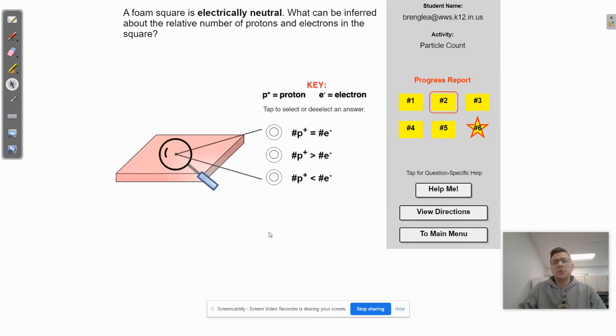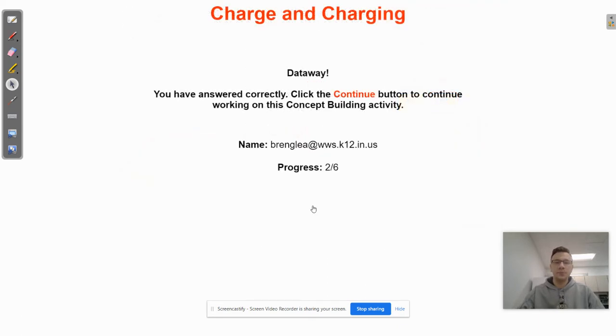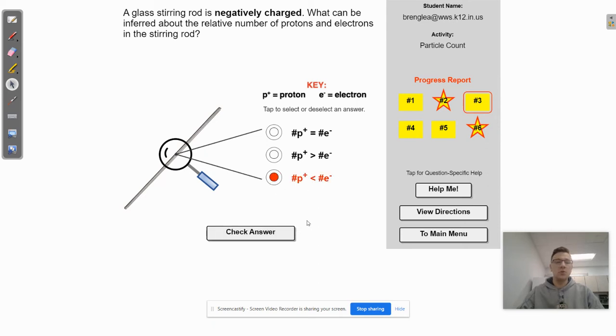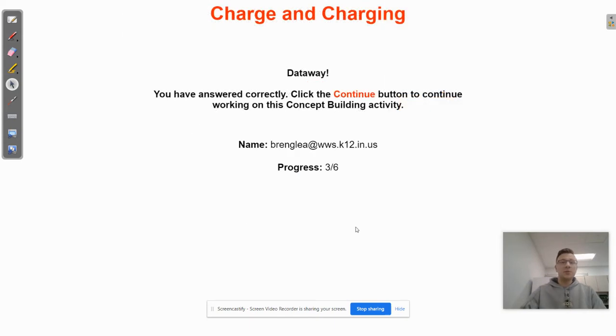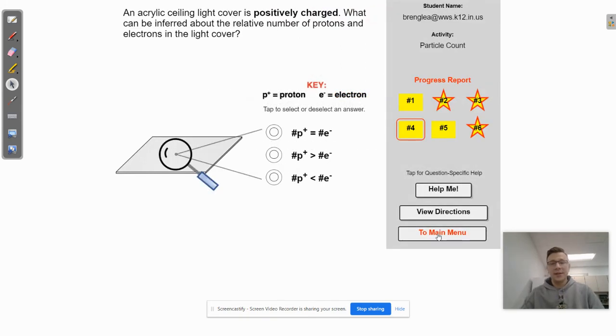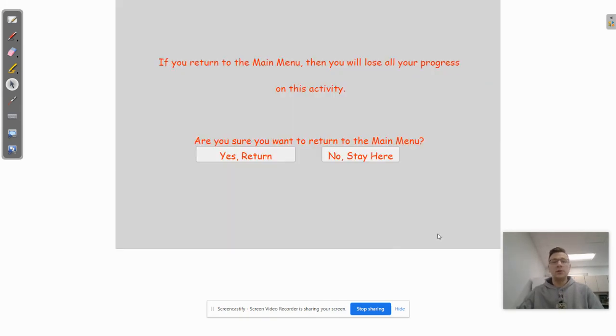This one says the foam square is electrically neutral. If it's neutral, that means that the protons must be equal to the electrons. And this one says the stirring rod is negatively charged, and therefore we will pick the one that shows there are more electrons than there are protons. Since we've done one of each example, we'll stop right there and move on to the next level. You can finish that on your own.